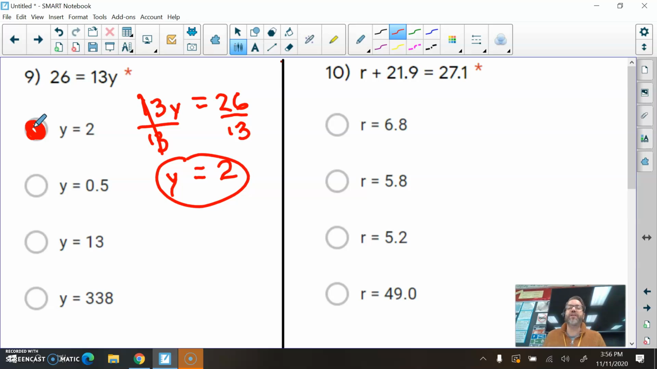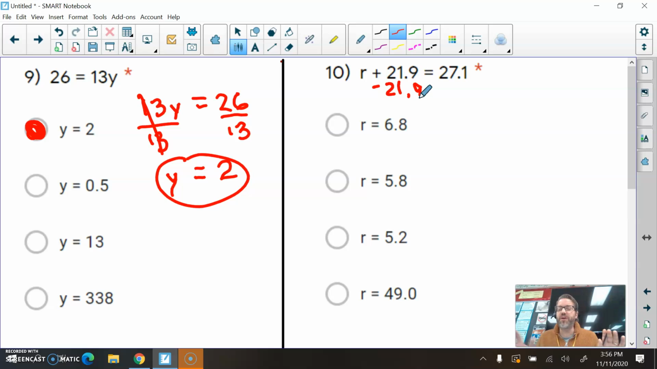All right, number 10. Now we're getting into some decimals, some rational numbers, but we still handle this the same way. R plus 21.9 equals 27.1. To undo the adding, the inverse operation is subtraction. So I am going to subtract 21.9.